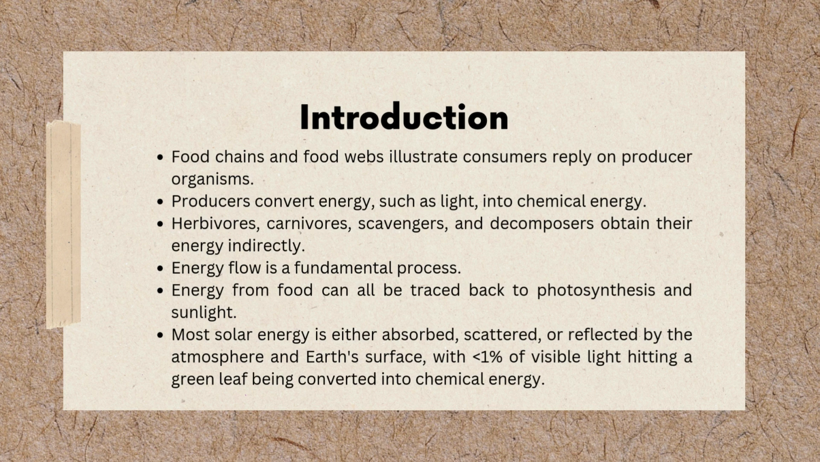The energy we derive from foods like vegetables, grains, honey, and meat can all be traced back to photosynthesis and sunlight. The energy in natural gas or oil, used for heating, also originates from ancient plants that once photosynthesized. Most solar energy that reaches ecosystems is either absorbed, scattered, or reflected by the atmosphere and Earth's surface, with less than 1% of visible light hitting a green leaf being converted into chemical energy. Nonetheless, this small fraction is sufficient to produce around 160 billion tons of organic matter annually.